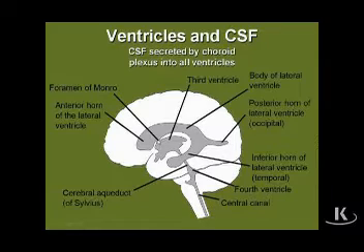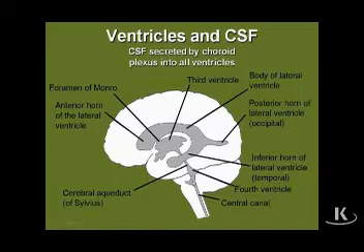For example, if there is a blockage at a foramen of Monroe, only one of the lateral ventricles will be enlarged. If there is a blockage at the level of the cerebral aqueduct, then the imaging will show both lateral ventricles being enlarged as well as the third ventricle, but the fourth ventricle being of normal size.